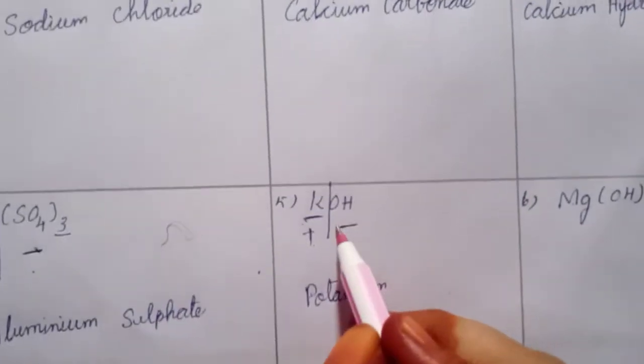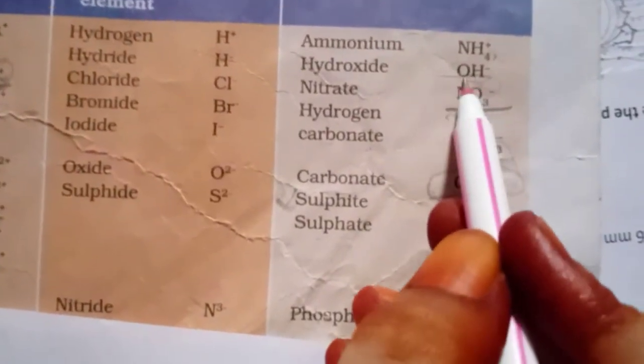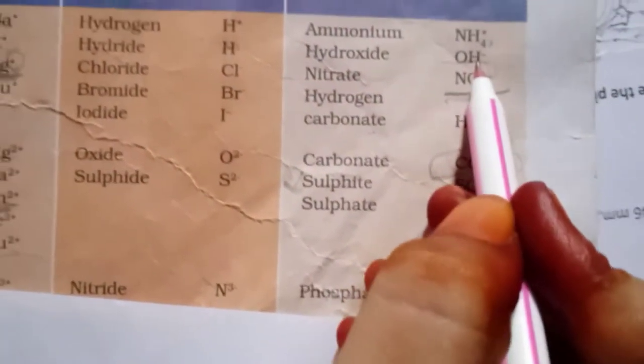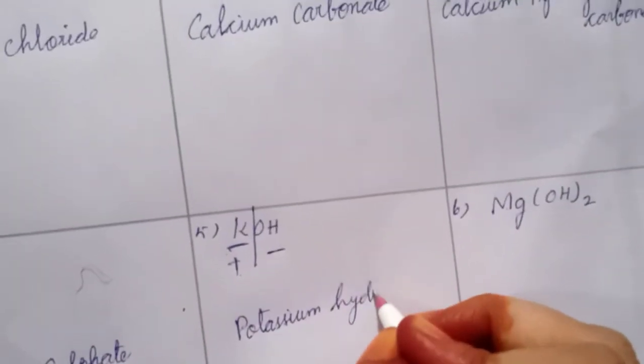And next, OH. What does that OH represent? The remaining portion should be considered as the whole negative ion. That means hydroxide, isn't it? So, potassium hydroxide.